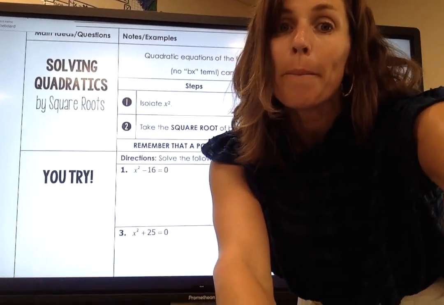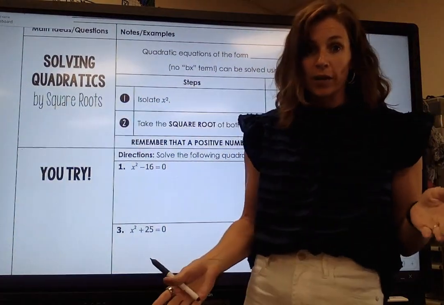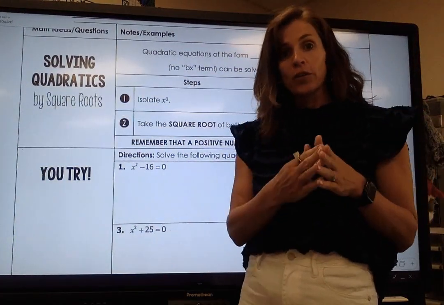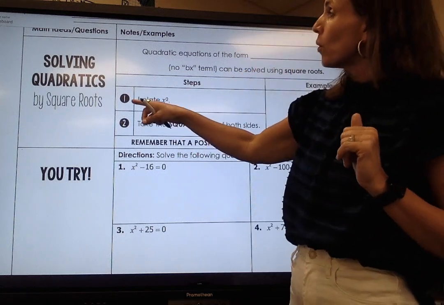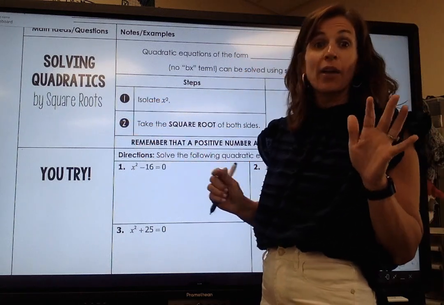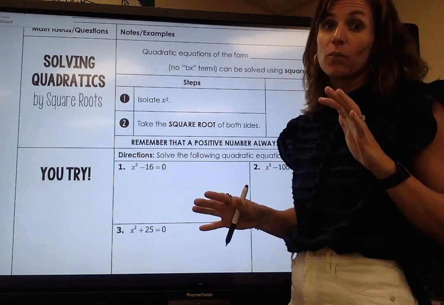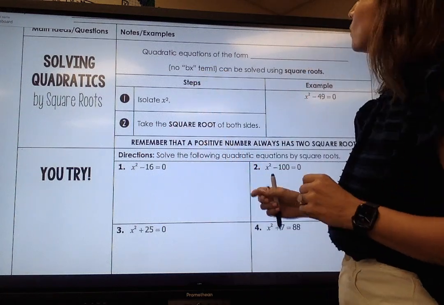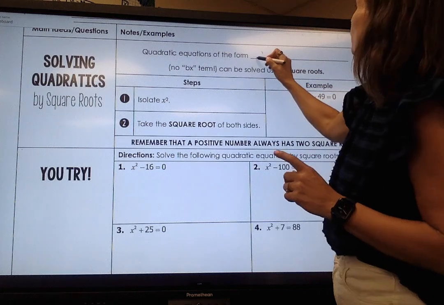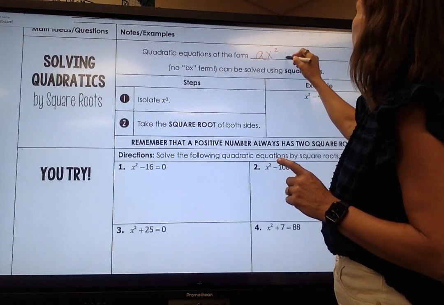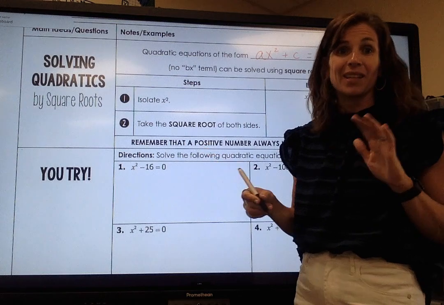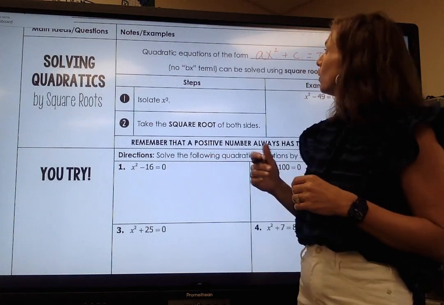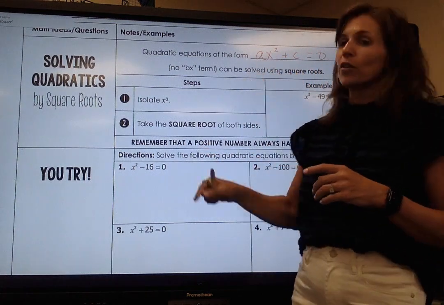So there are different methods to solving quadratic equations. We've already looked at factoring. We've looked at graphing. We also can solve quadratics by square roots. Now, you can only use this method when it fits a certain form. So quadratic equations of the form ax squared plus c equals 0, those we can use this method, and it's simple and it's fast. Notice it's missing your linear term, right?